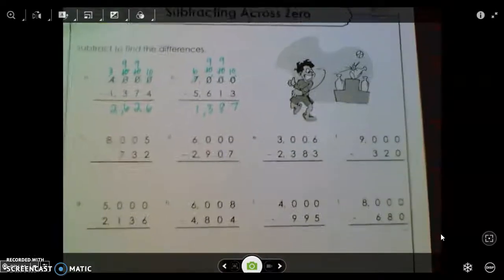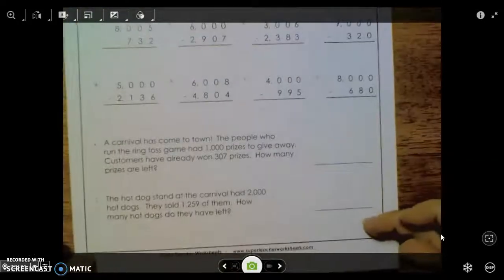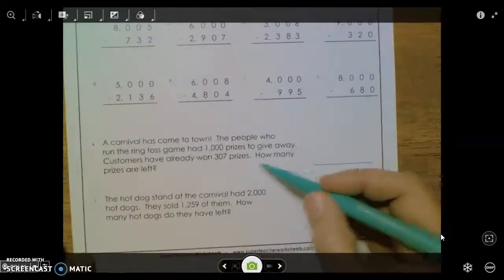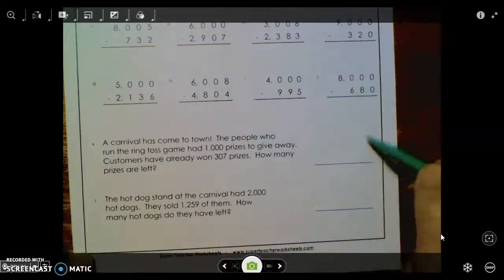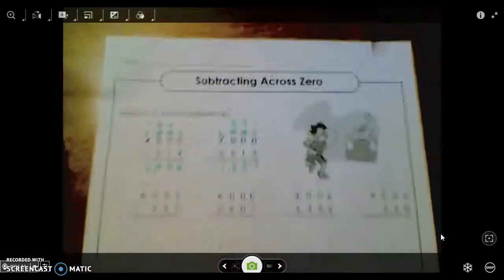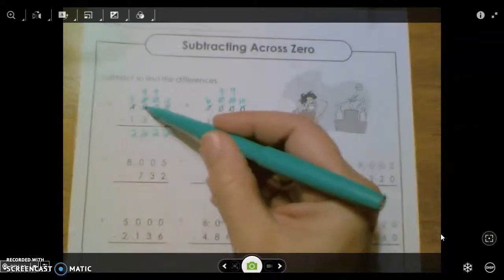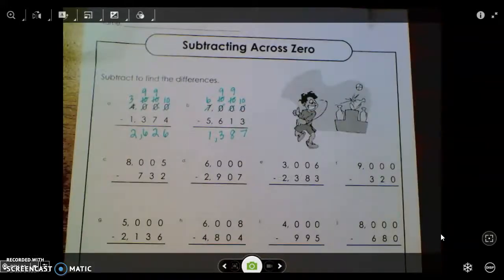Today I would like you to finish the rest of these problems. And then down below I would like you to solve these 2 word problems. Be sure to do your work either here or right here. Write the problem out and then solve. Remember to go step by step, just like I did. You have to go all the way over and then borrow all the way back. Each step one at a time.